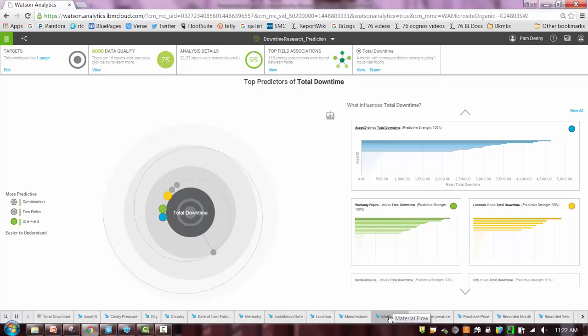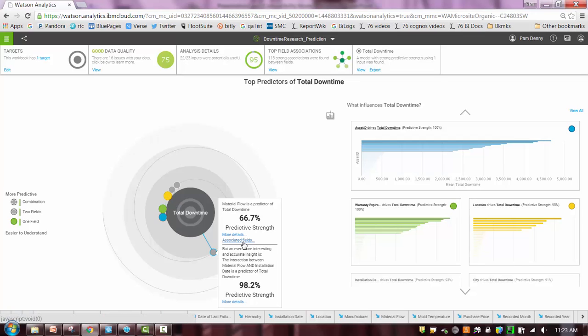So down here is her material flow sensor. She has brought it in here to understand it as it impacts the whole influencers of downtime. And again, it repeats that 67% of the time material flow will indicate a downtime. But even more interesting, and it's such simple and easy language to understand in Watson, is it says that the interaction between material flow and installation date, which is how old my asset is, can predict downtime by 98%.